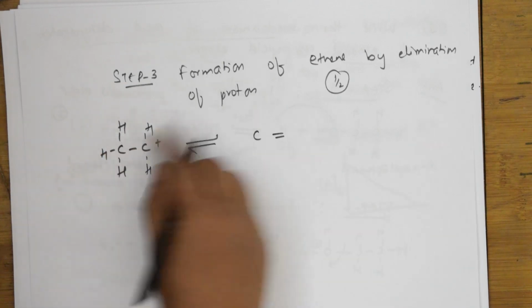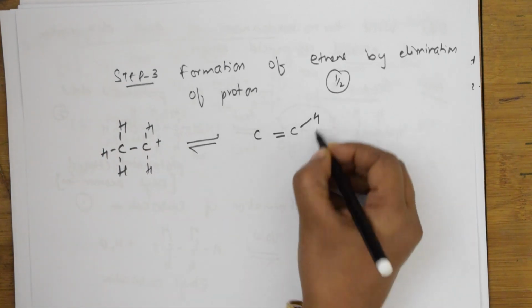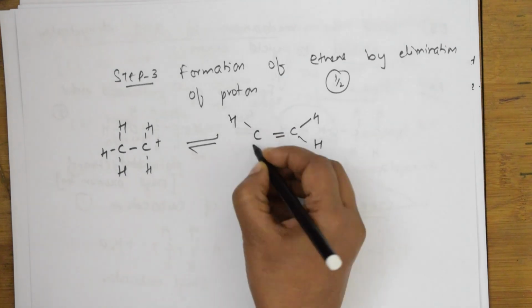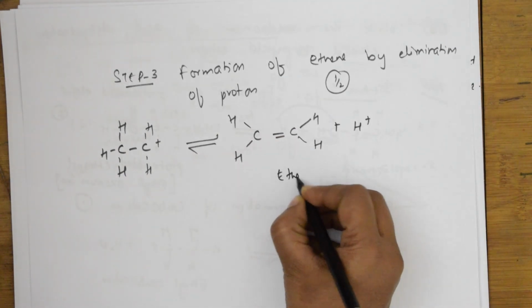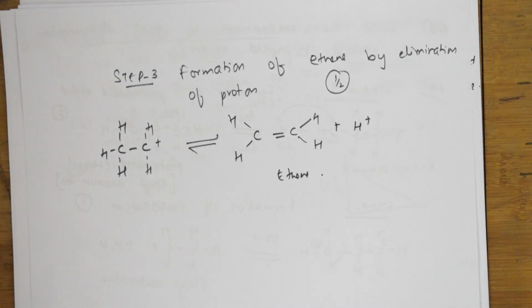C double bond. The bond will be shifted here. C double bond C, H, H. This is one hydrogen, this is one hydrogen, and H plus. So finally I've got ethene. So this is the mechanism. So simple, students. So careful. One important thing you have to remember, whenever you're doing mechanism, step by step should be written.